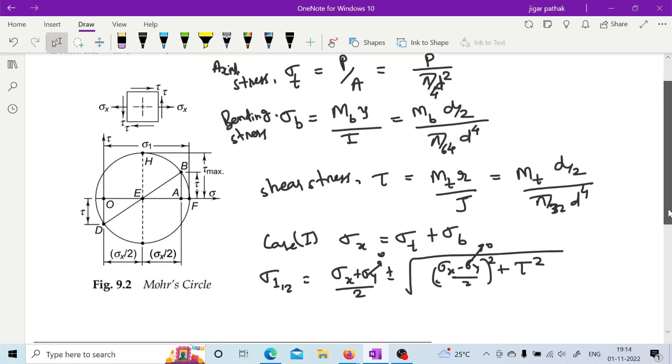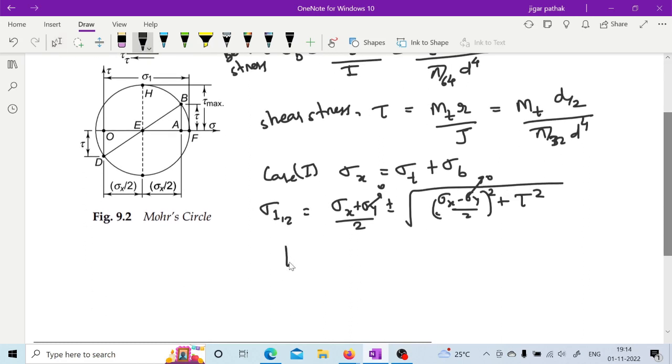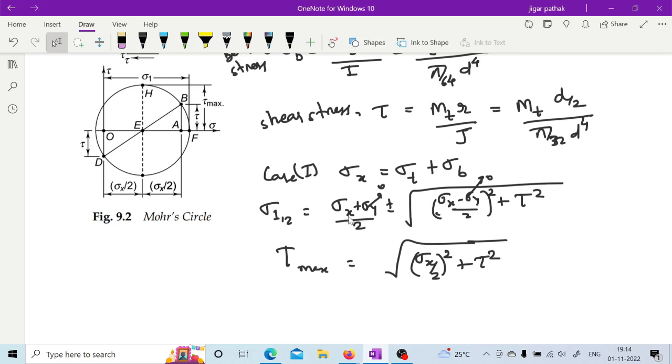Similarly, your maximum shear stress is also given by this relation, because it is the radius of the Mohr circle. So the square root of sigma x by 2 whole square plus tau square will give you the maximum shear stress. In case 1, sigma x is the combination of both axial stress plus bending stress. In case 2, you can consider sigma x as only sigma b, meaning axial stress is absent. In that case also you can find the maximum principal stress as well as the maximum shear stress.